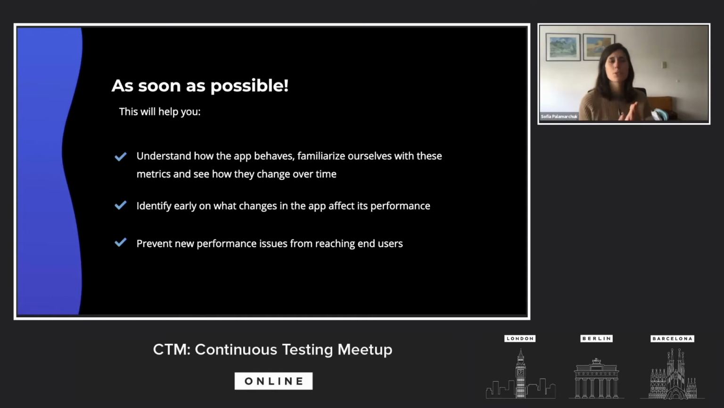And there are many reasons why I think you should start thinking about this as soon as possible. First, it will help you, if you're the tester or developer, understand how the app behaves under the hood. So we develop something and then we see what the results are. We can test on different devices as well and see what the differences are. And most importantly, I think we can familiarize ourselves with these metrics, which is something that we might not be used to. It might be the first time that we even think about this.